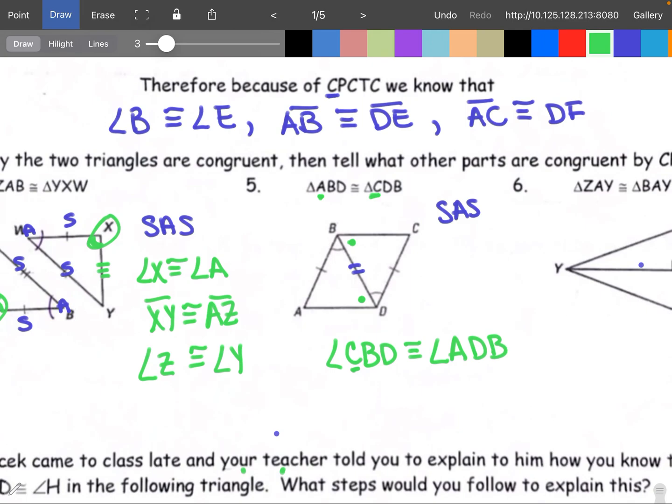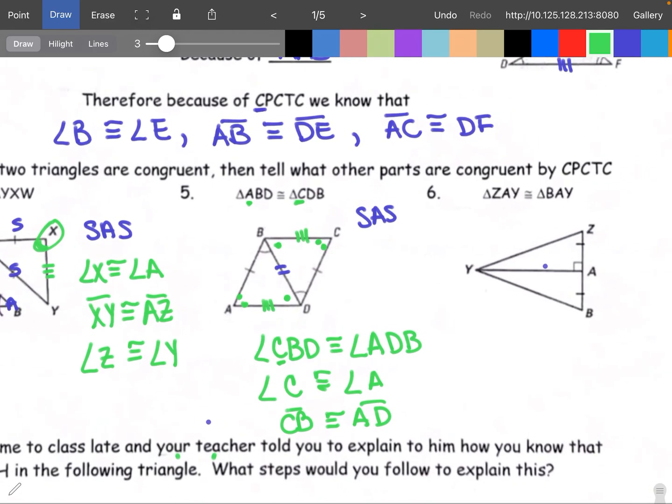We've got another angle over here. Okay, so angle C, I can call that angle C, is congruent to angle A. And then the last thing that we have is the side in between those two angles. So side CB is congruent to side, again, got to go with the order, so AD. All right.